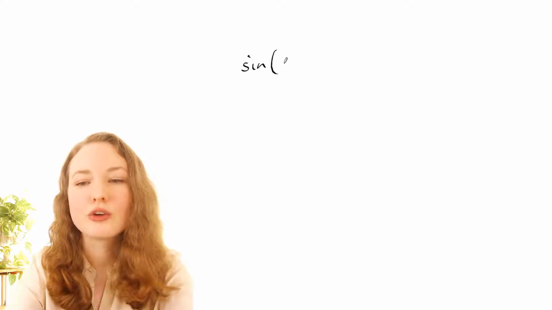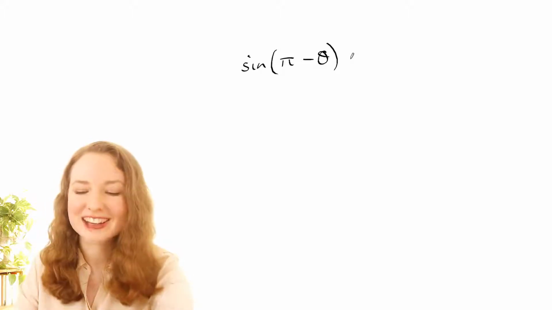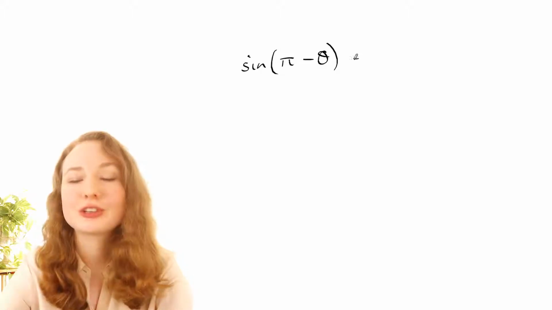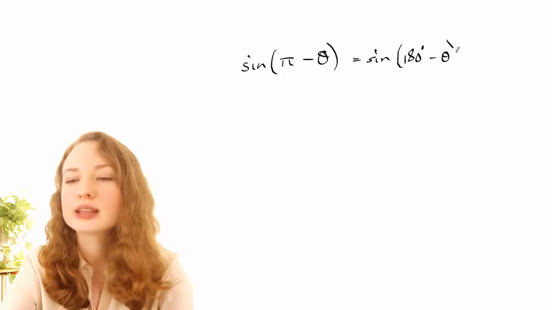So let's try another one. Let's try simplifying sine of, let's make it π - θ. How would you do that? Now remember that this just means sine of 180 degrees minus θ.